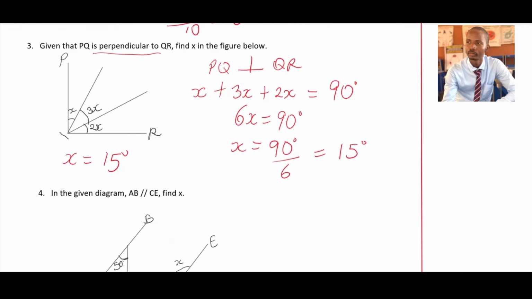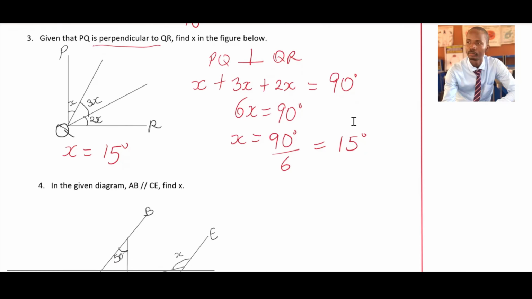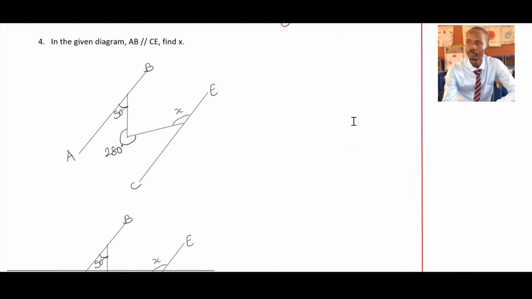This is PQ. Okay. So questions like this, they may come in various forms, but the concept still remains the same. All right, question 4. We have question 4 right here.